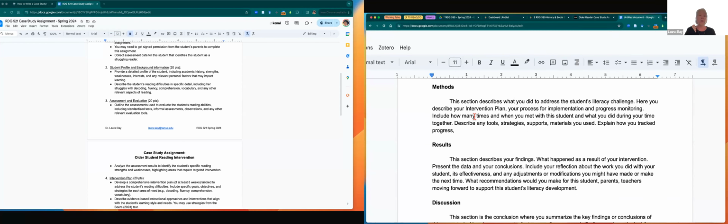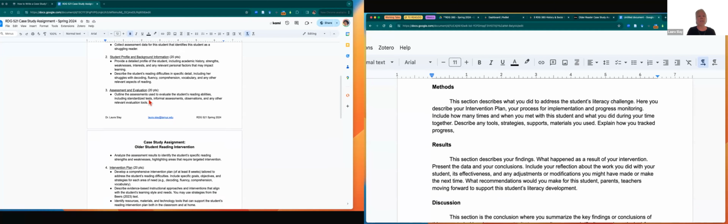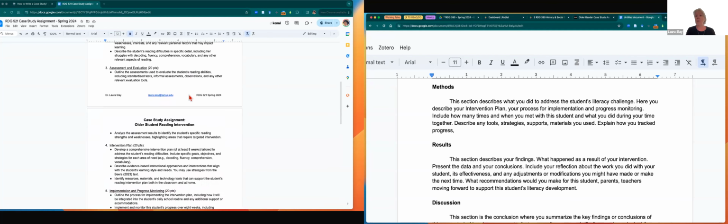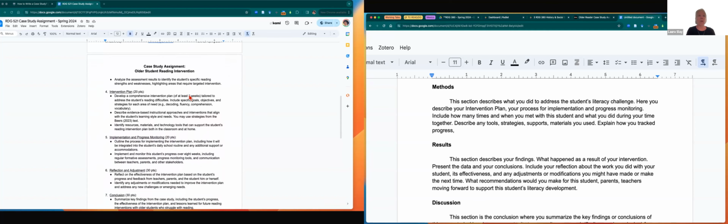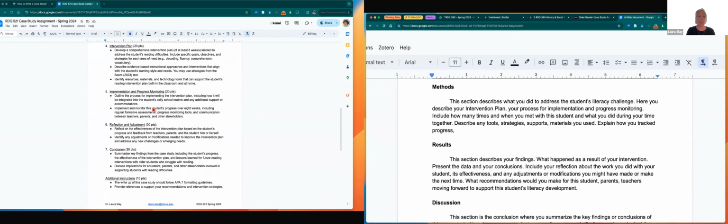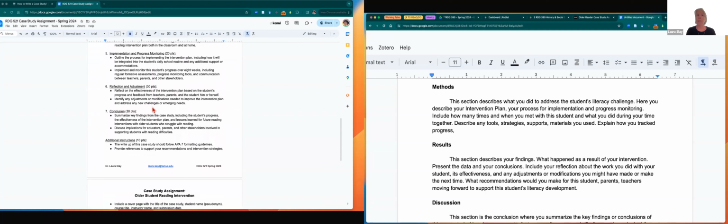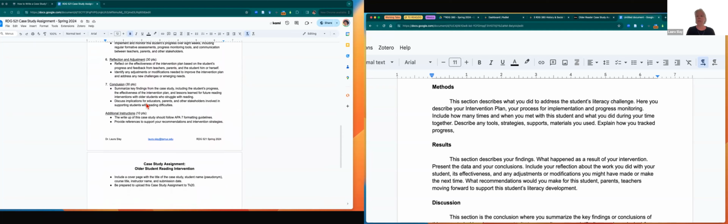This is also where you're going to describe your intervention plan. How did you assess? Over here, on the left-hand side, it talks about assessment and evaluation. How did you assess the student? How did you evaluate before, during, and after? What was your intervention plan? How did you implement this intervention plan? How did you monitor this person's progress? How many times did you meet? Where did you meet? Give us all the nitty-gritty details so we can visualize all of this in narrative form.